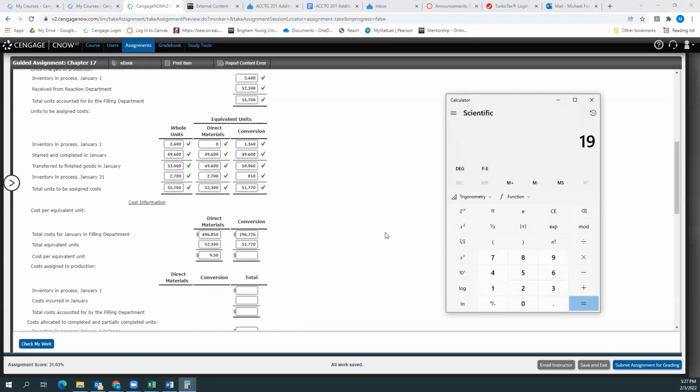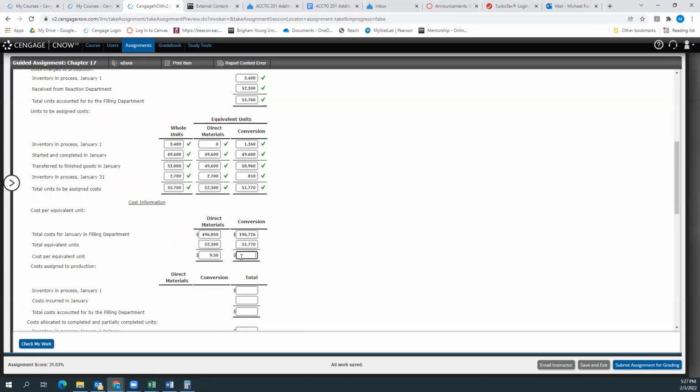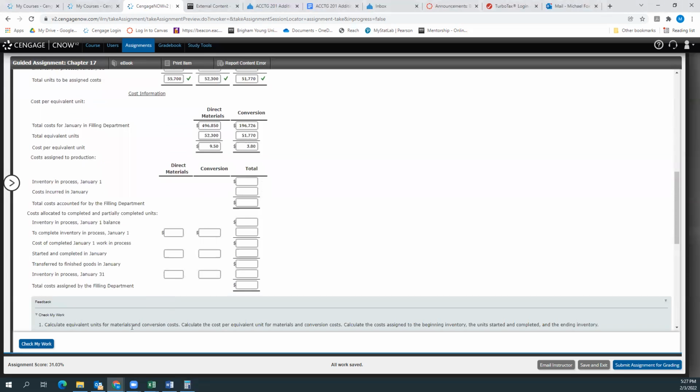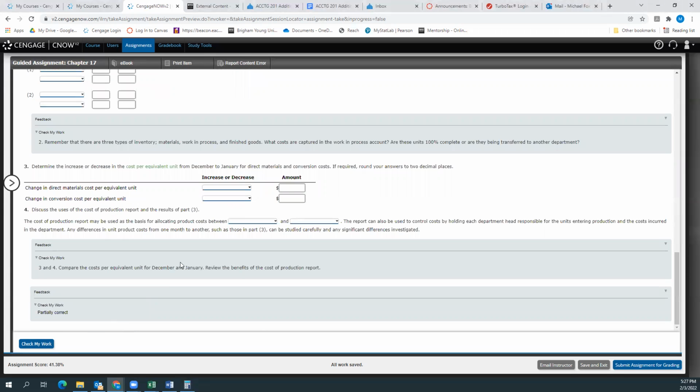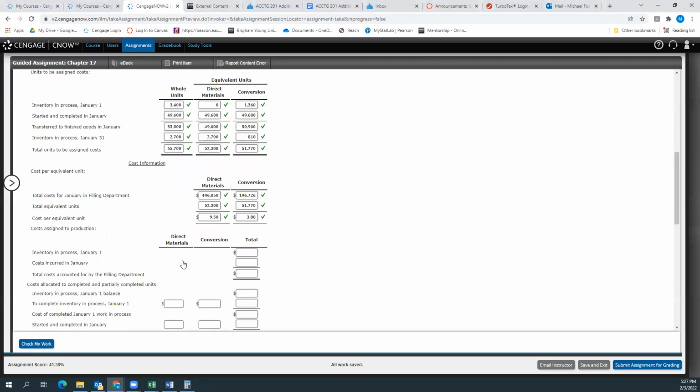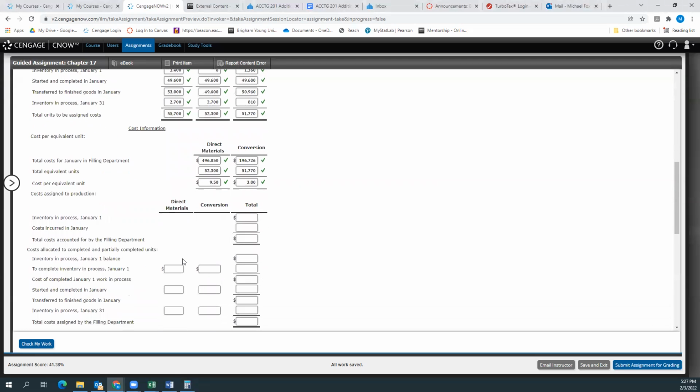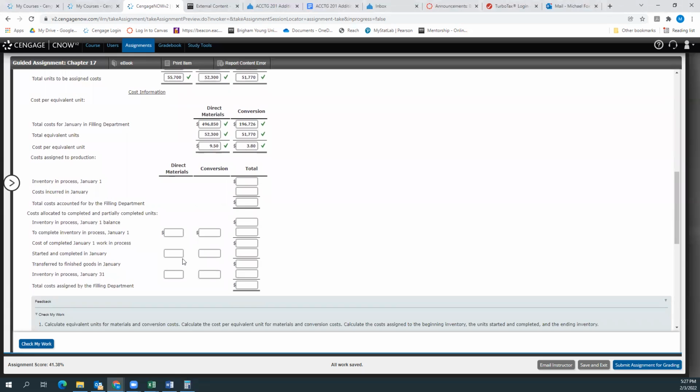So I'm going to take 196,726 and divide that by 51,770 units. And I get $3.80 per equivalent unit. And those are good, which is good because we're going to need them for this next part. Okay, so now we're going to figure out all of our costs here.